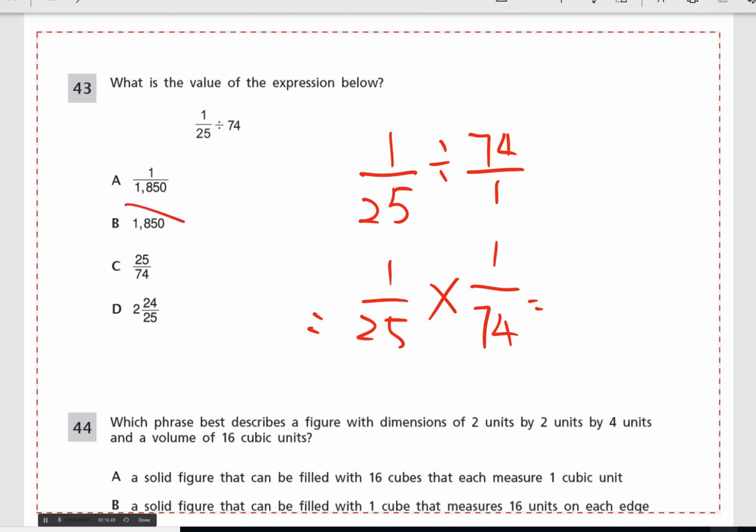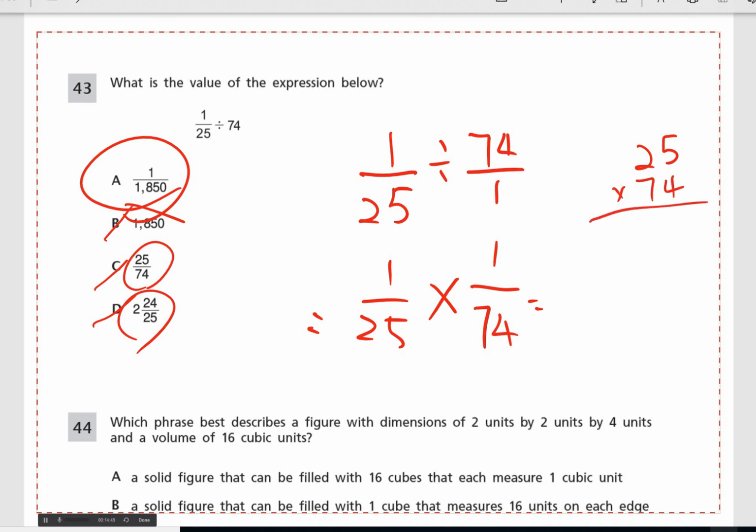So see, it cannot be the whole number. And looks like this is way small, and then it's not even going to be a whole number. Look how small this number is. Cannot be, cannot be, cannot be. So the answer is A. But of course, if you want, you can always double check. Look, so it's 1 over 18 50. Okay?